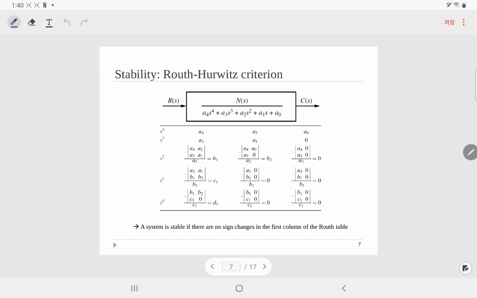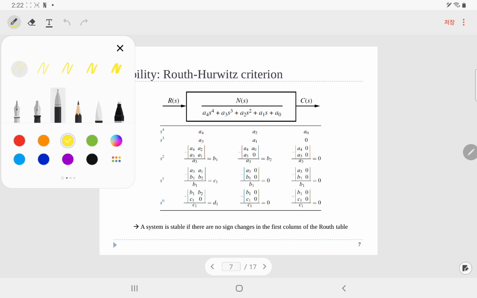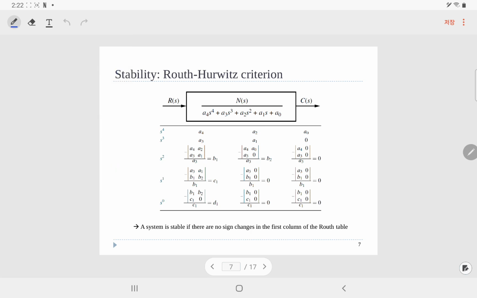So the most important one is to develop this kind of Routh table. Then I will first talk about how to create a Routh table like this. So our first step is to create a Routh table like this.